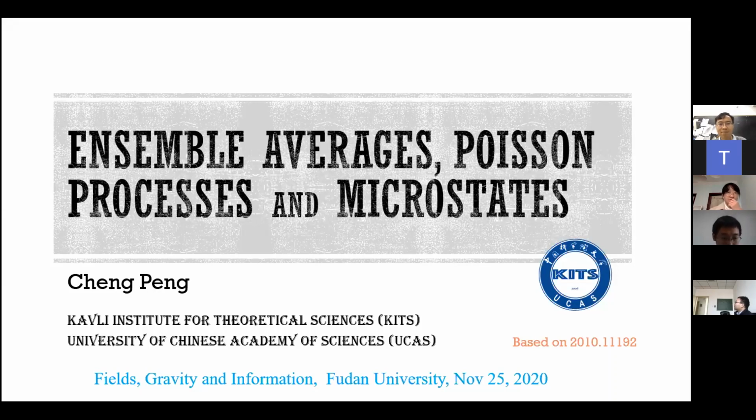So I will be talking about something like the ensemble average of different theories, and especially I'm going to focus on the relations between the ensemble average of truly random theories and some pseudo-random theories that emerge from treating a large number of microstates. So the talk is based on this preprint.